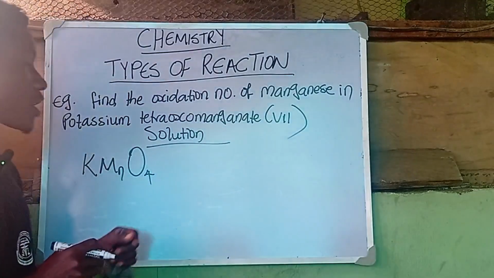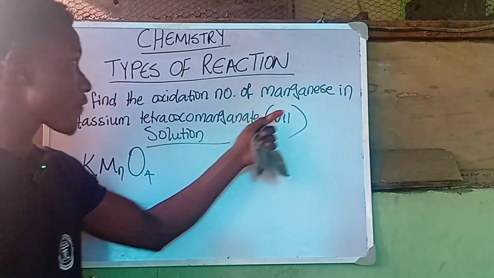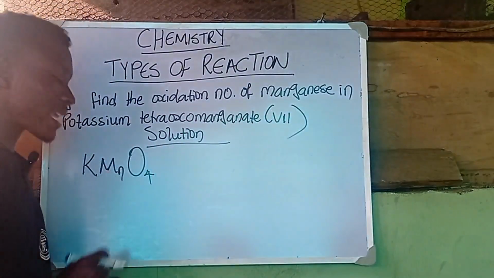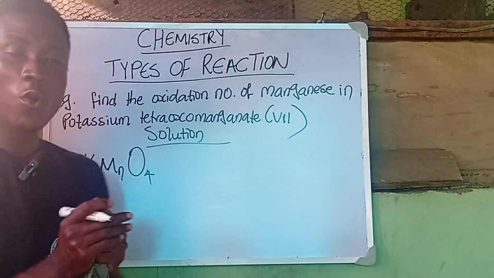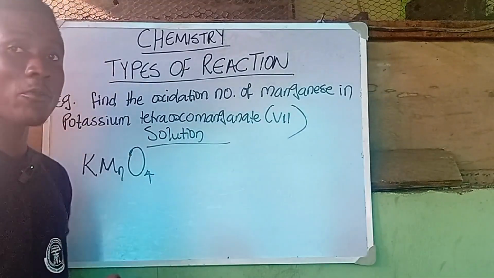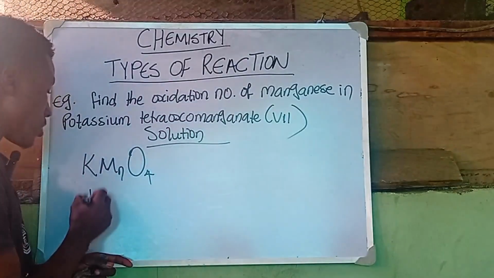So what we are looking for is manganese. That is why it is very, very important you understand the oxidation number of different elements, right?